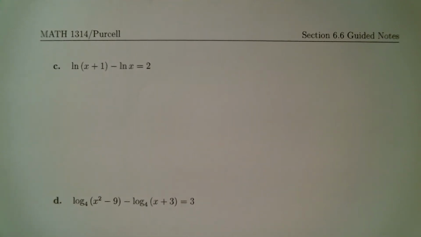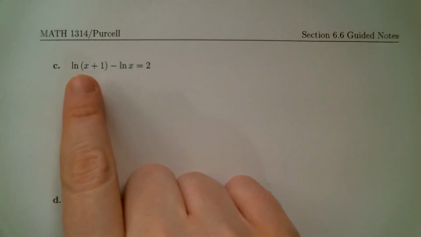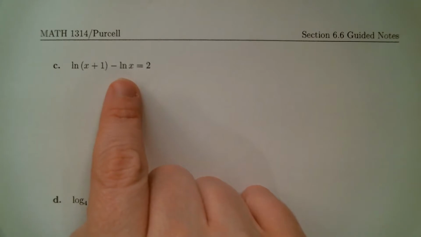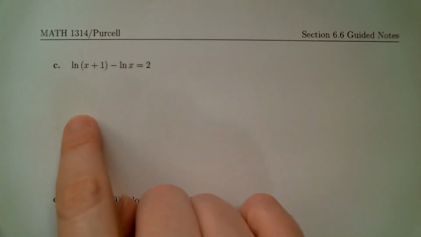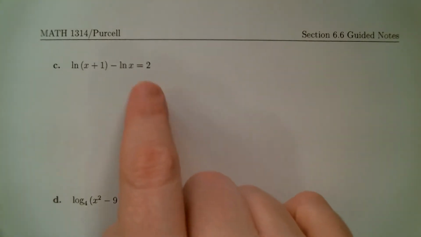In example 1c, our logarithmic equation is the natural log of x plus 1 minus the natural log of x is equal to 2. Again, our goal is to have something that looks like a logarithm equal to a number. That's not quite what we have here. On the left side, we have a logarithm minus a logarithm equal to a number. We really want just one logarithm equal to a number.